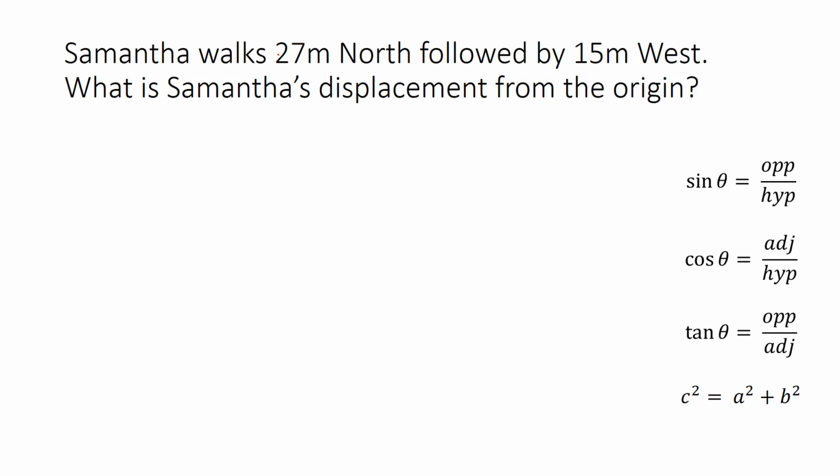So here's an example where Samantha walks 27 meters north and draw a dot. She went 27 meters north and she followed that with 15 meters west. And now what's her displacement from the origin? Go ahead and draw where she's going to go. So where is she from the start? That's the arrow that represents it.